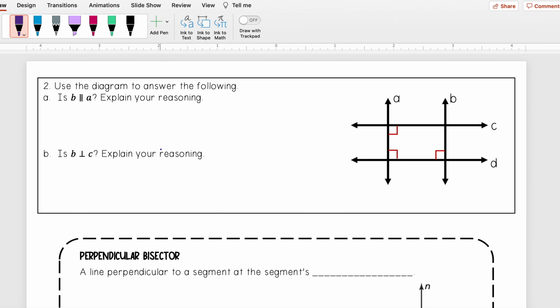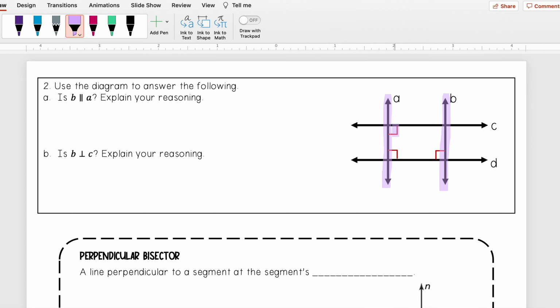Let's look at another one. We use a diagram to answer the following. So is B perpendicular to A? Explain your reasoning. Or sorry, is B parallel to A? So I want to see if B is parallel to A. Well, again, just going based off of that previous example, I know that they're going to be parallel if they're both perpendicular to the same line.